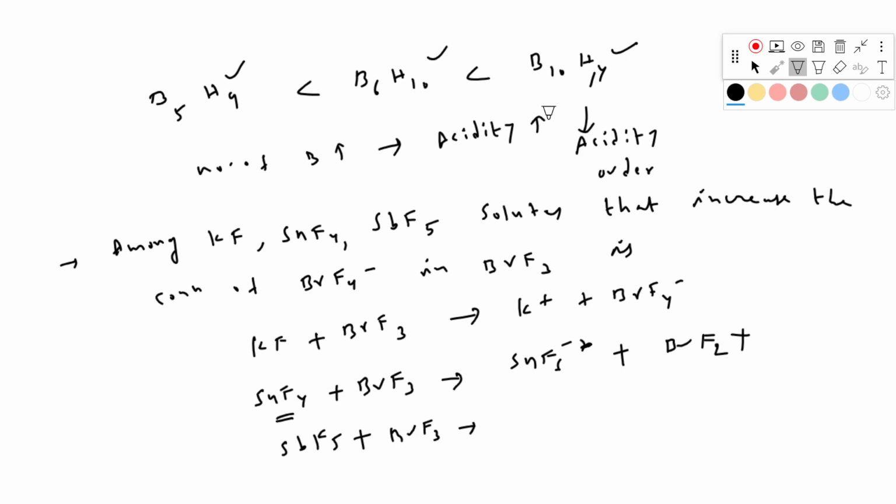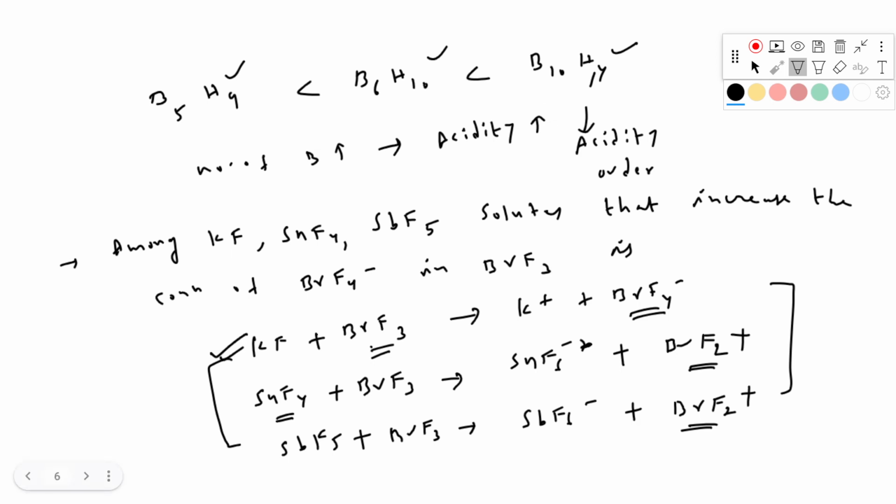BrF3, it will take F minus, giving SbF6 minus plus BrF2 plus. If you observe these three reactions, only KF increases the concentration of BrF4 minus in BrF3, because in all the other cases BrF3 has been converted into BrF2 plus. Here the F minus concentration will decrease. But here BrF3 has been converted into BrF4 minus. So the option is this.